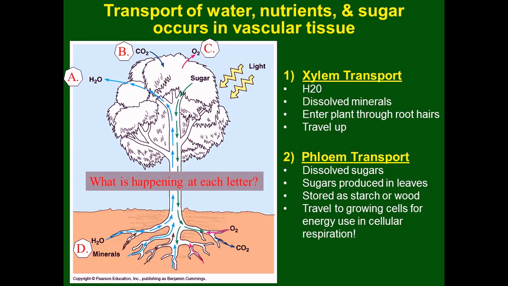The phloem transport, these are dissolved sugars, and these are produced in leaves, and they are stored as starch or as cellulose. They travel to growing cells for energy use and in cellular respiration, not forgetting that plant cells also have mitochondria, and there are many cells that are not photosynthetic, especially in the roots.